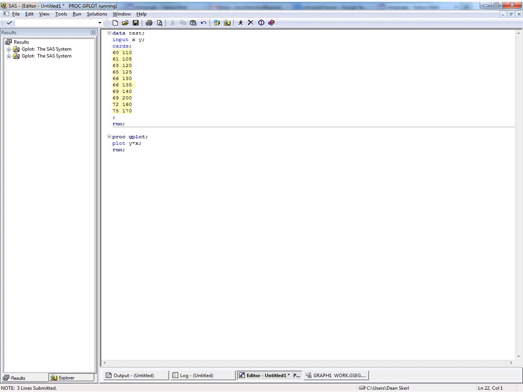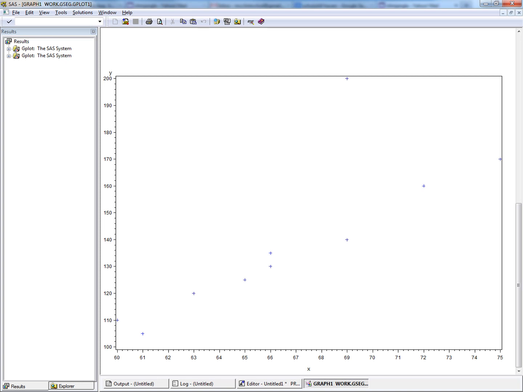I think maybe next lecture I'll show you other ways of doing plots. This is one of the most bare bones basic ones. There's a plot statement within the proc, and you specify your variables. Maybe a little unintuitively, you do the y variable first, x variable second, and connect them with an asterisk. All right, and so there's our plot.